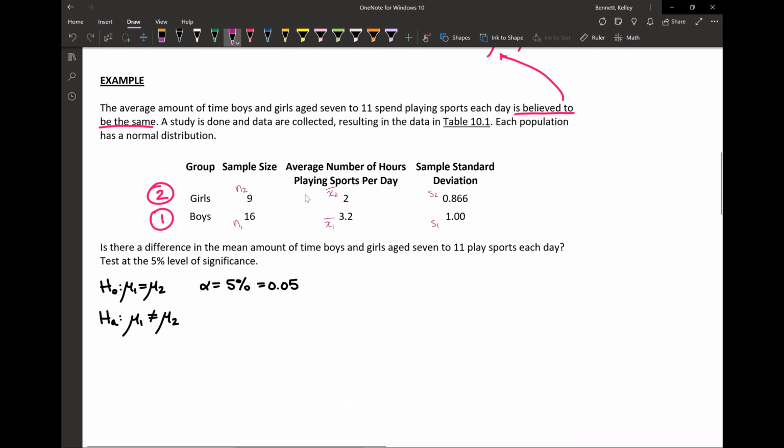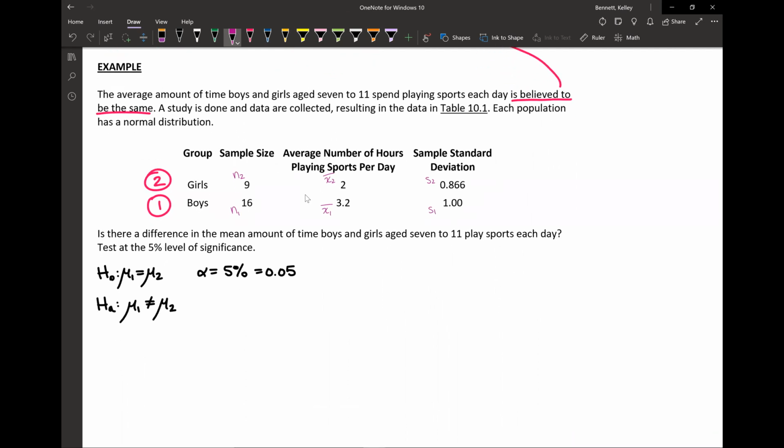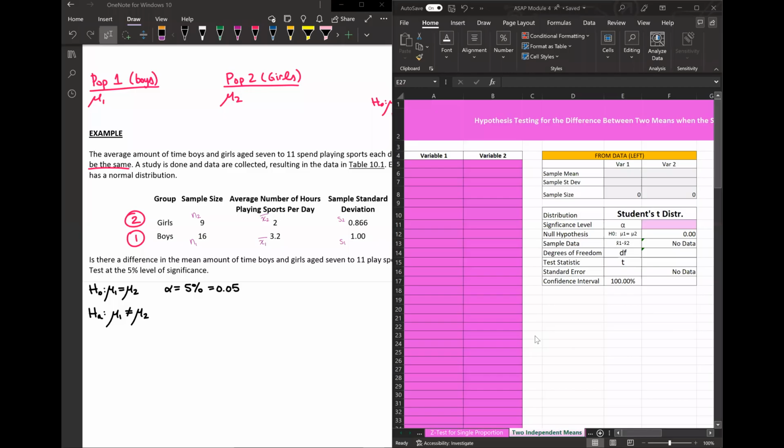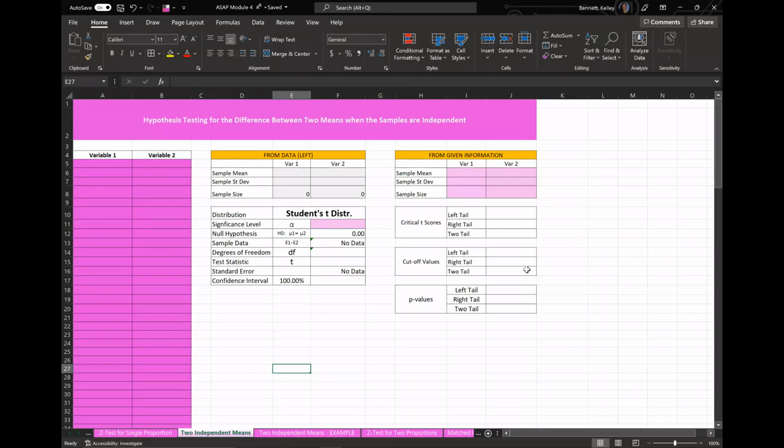So in order to run this test, we are going to appeal to Excel, as we always do, and we're going to use this data to do it. So what you want to do is go in your module 4 Excel, and go to the tab that says 2 independent means. Let me expand this really quickly just to show you a run around of the Excel page. You have a little bit more going on than usual.